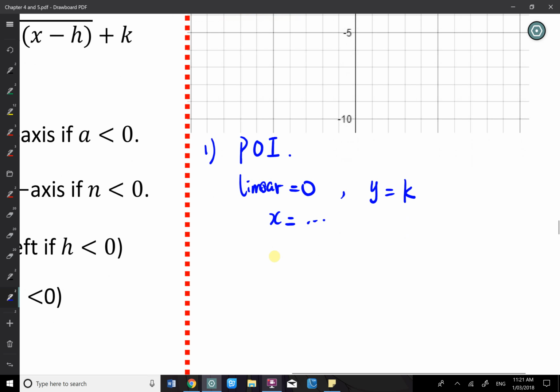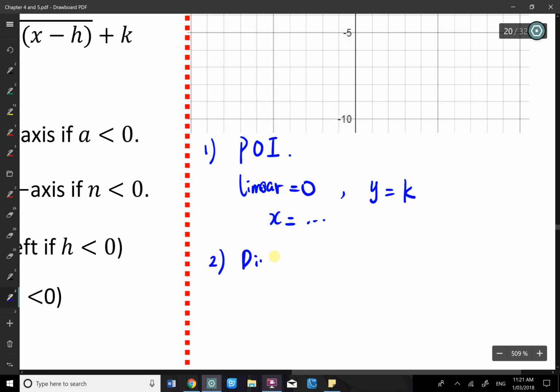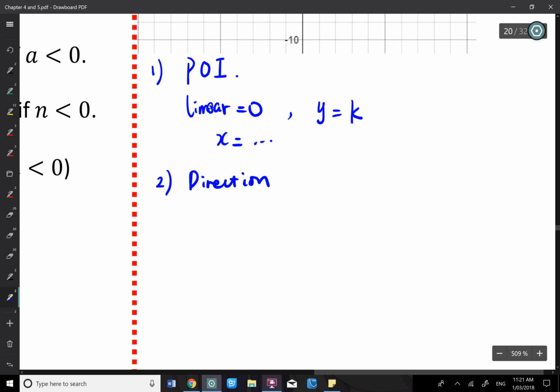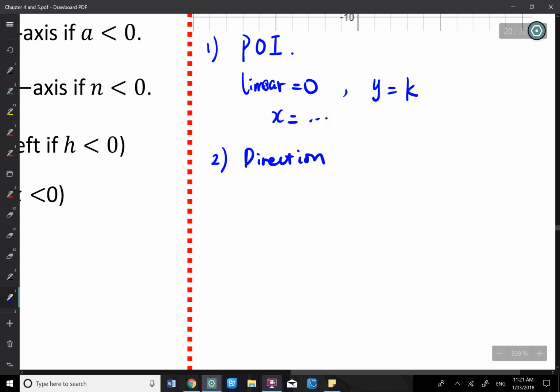Okay, that's the first one. And the second one is to talk about the direction. It's very easy for the cube root. There's only 2 directions. The first direction is this direction, and the second direction is that direction.